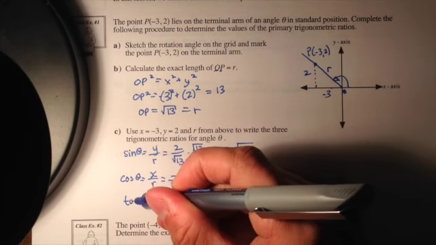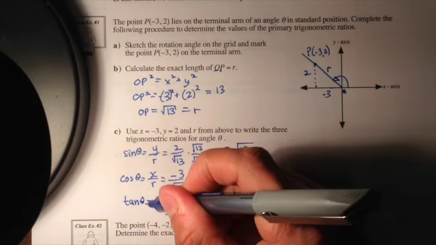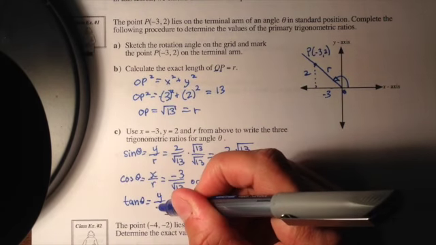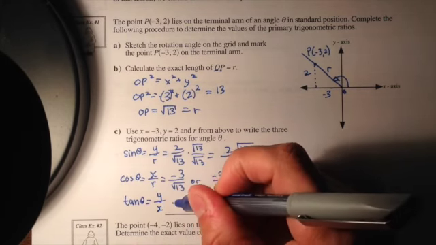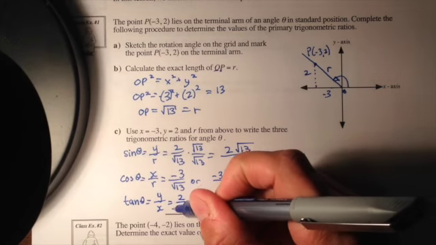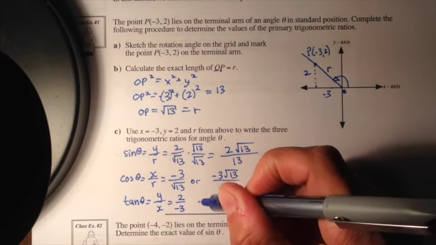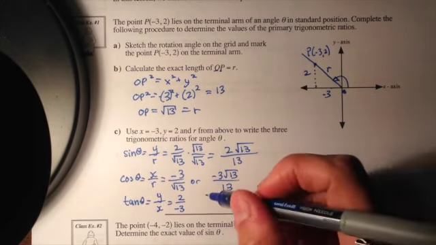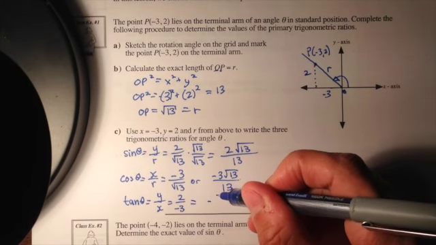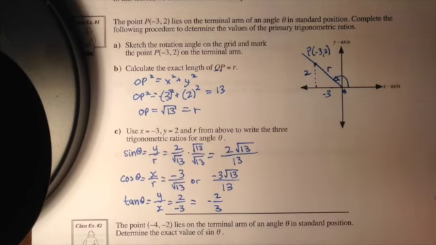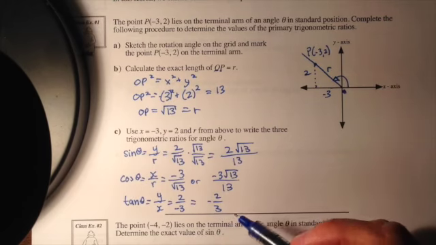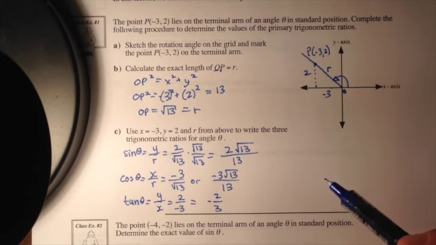And then finally, our tan ratio, tan theta is equal to y over x, which is equal to 2 divided by -3. And we can leave it as this, or just -2 over 3. And there we have all three of our trig ratios in terms of x, y, and r.